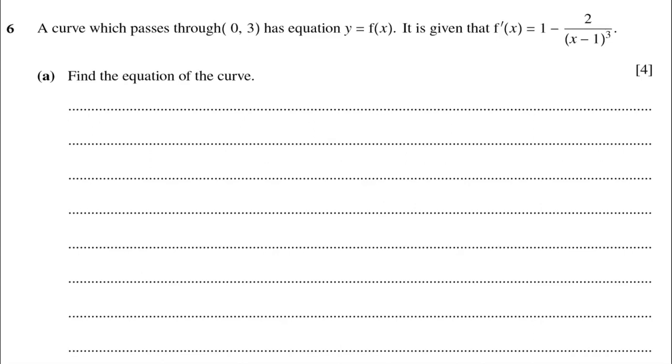Question 6, we're told a curve passes through a point, (0, 3), and has an equation which is a function of x. We're told the derivative is 1 minus 2 over (x minus 1) cubed. Find the equation of the curve. All right, so it's pretty standard.